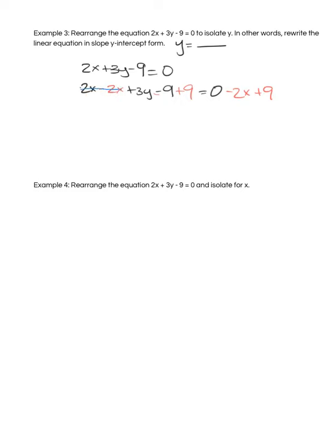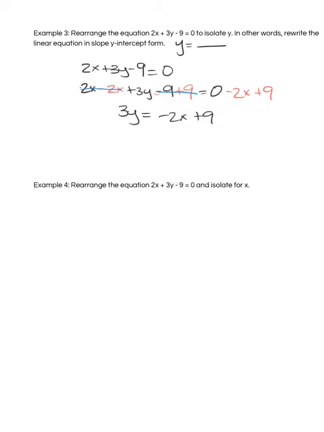They're gone on this side. Negative 9 plus 9, well, that goes to 0, so they're gone on this side. So all I'm left with on my left-hand side of the equation is 3y equals. And then on my right-hand side, I only have negative 2x plus 9.